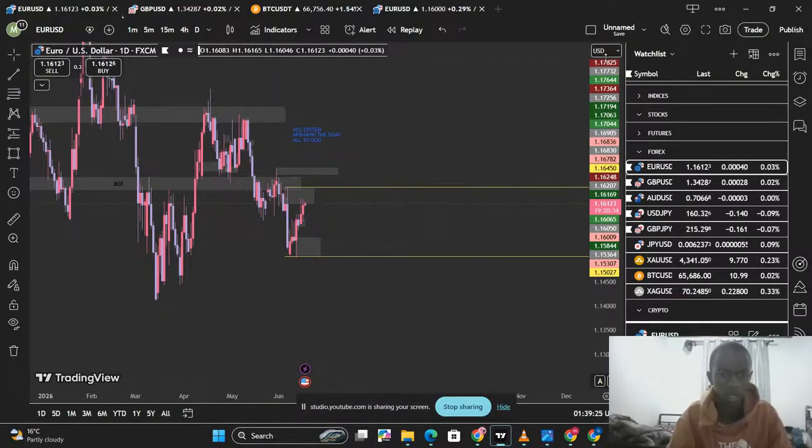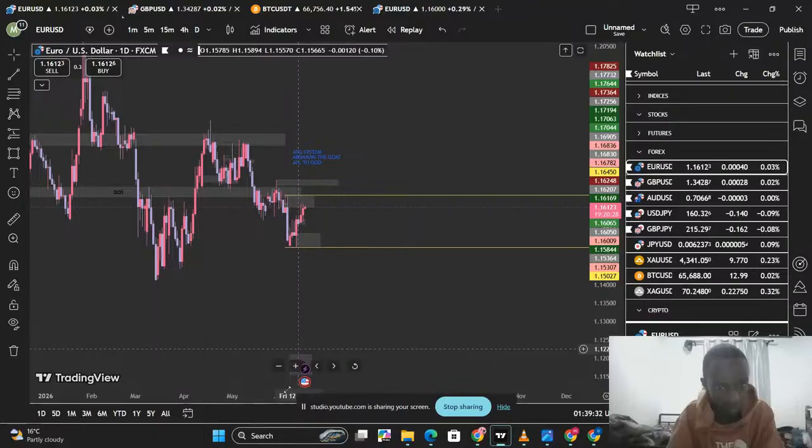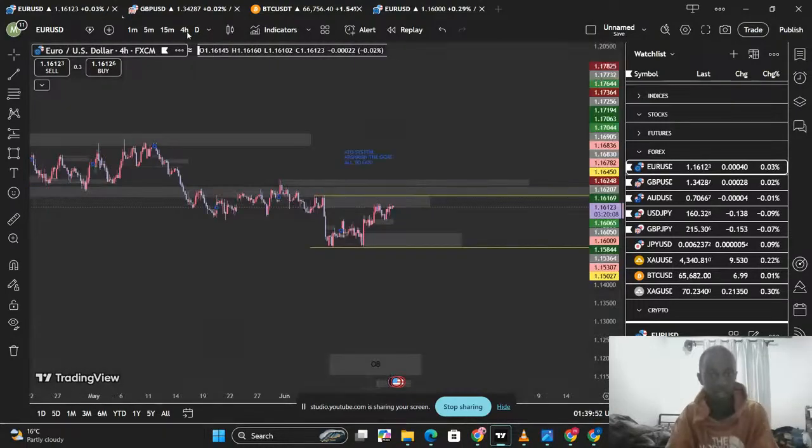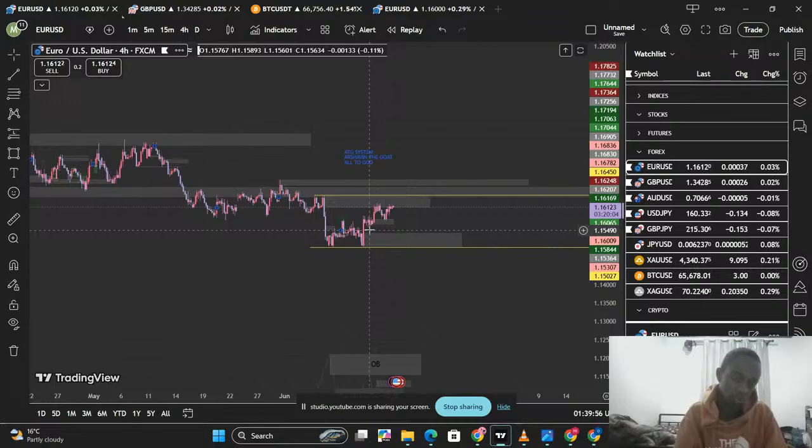Another thing I would emphasize on this chart is that we have this very strong area of interest, and it's near this order block. I think we're going to tap into the area of interest, grab some liquidity above this area right here, then continue with the downside.